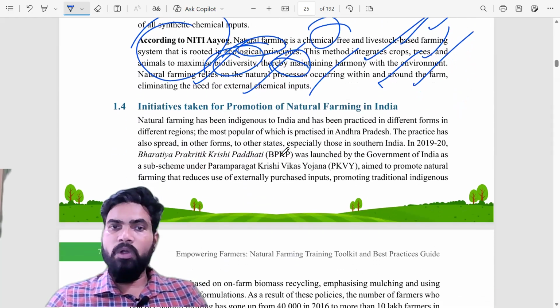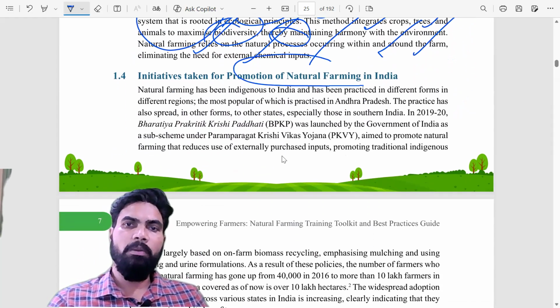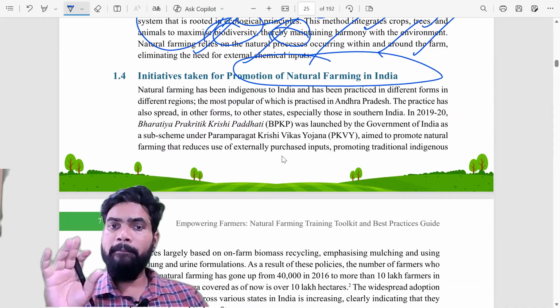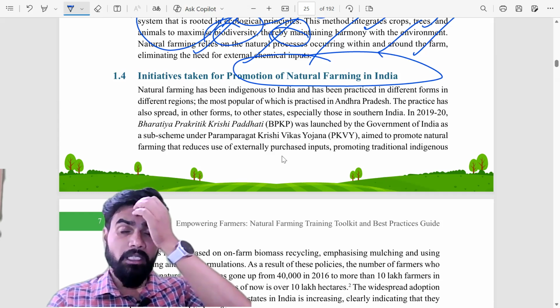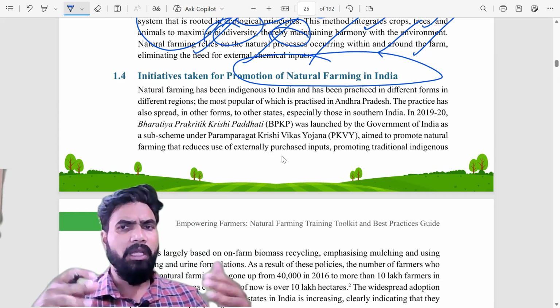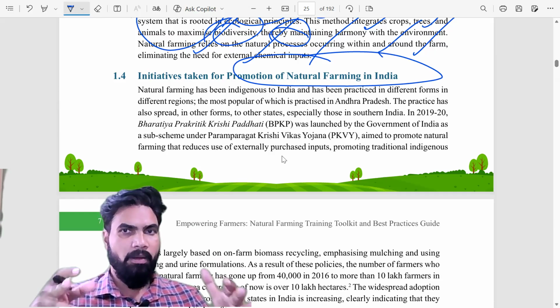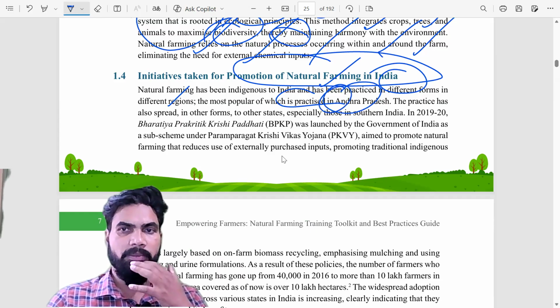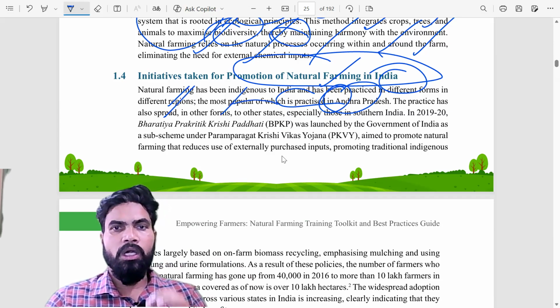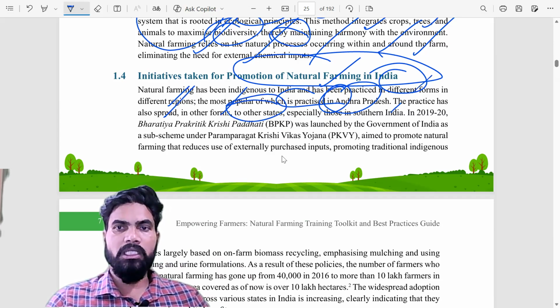We will go to the next part, the initiatives taken for promotion of natural farming in our country. This is also an important area. States like Andhra Pradesh and Karnataka were very much ahead in promoting natural farming. Natural farming has been indigenous to India and has been practiced in different forms in different regions, the most popular of which is practiced in the state of Andhra Pradesh. The practice also spread in other forms to other states, especially those in the southern part of the country.